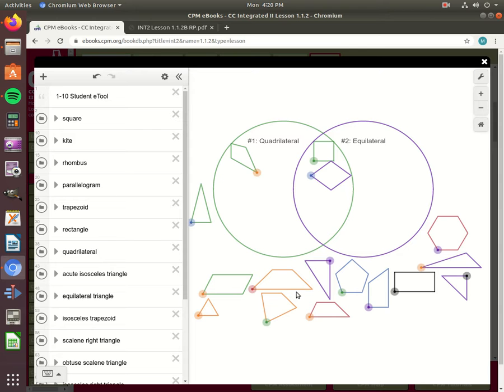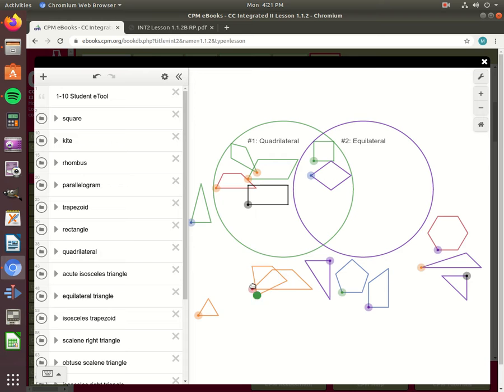A parallelogram, we have four sides, but they're not all the same length, so we'll go ahead and put that on the right side. A trapezoid is definitely four sides, but they are not all the same length. So just looking for the regular trapezoid. Having trouble finding. There we go. There's the regular trapezoid. So that's four sides, but they're not all the same length. A rectangle, four sides, but again, not all the same length. So a lot of quadrilaterals so far. A quadrilateral, clearly four sides, but not all the same length.